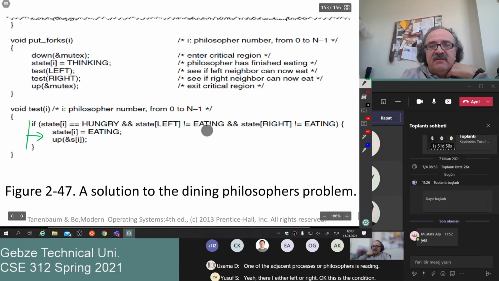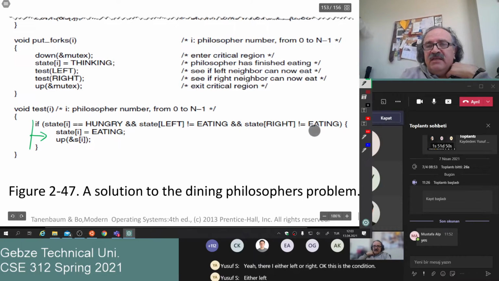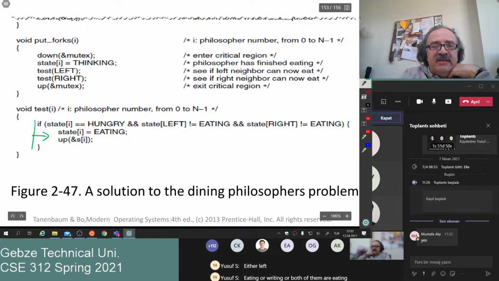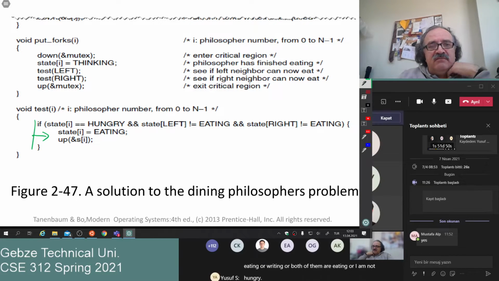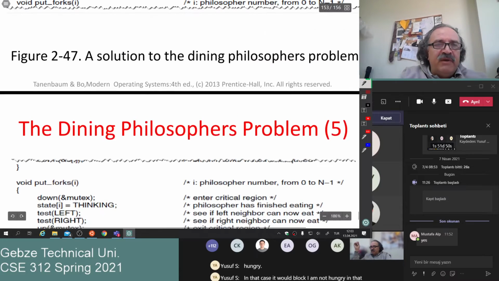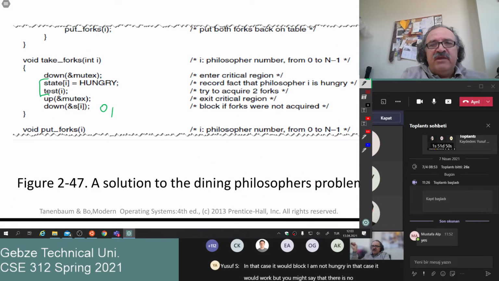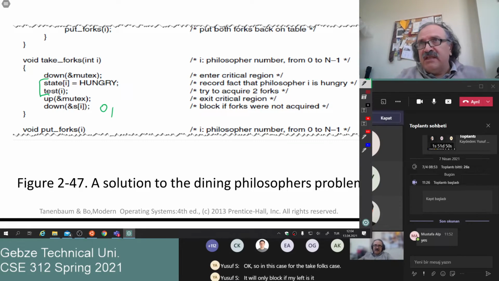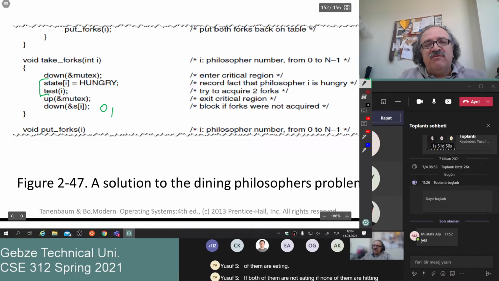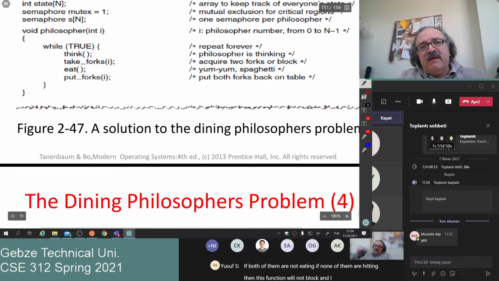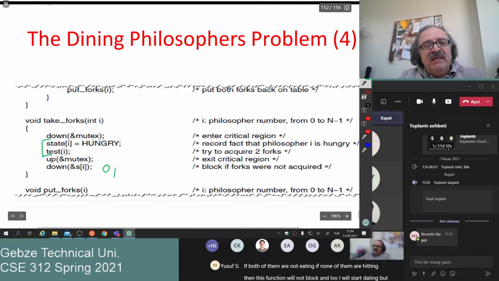Either left eating or right eating, or both of them are eating, or I am not hungry. In that case it would block. But you might say that there is no way that you cannot be hungry because state I is hungry. So for the take forks case, it will only block if my left is eating or right is eating or both of them are eating. If none of them are eating, then this function will not block and I will start eating.